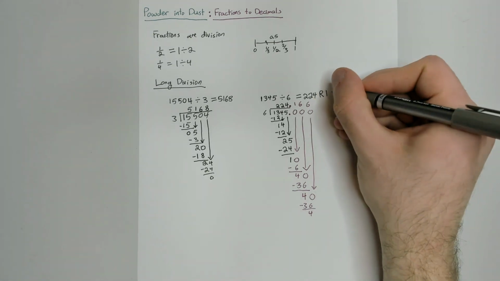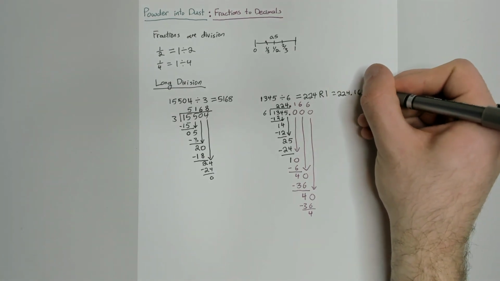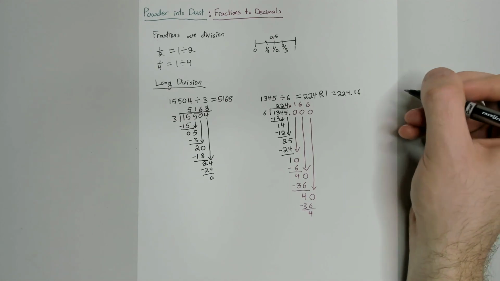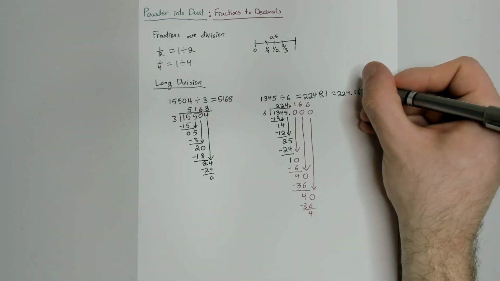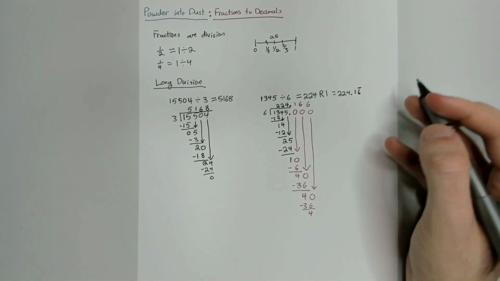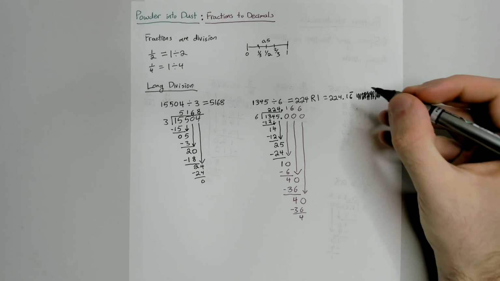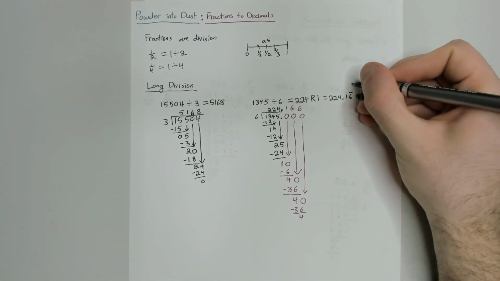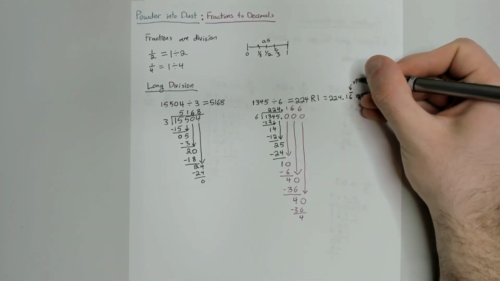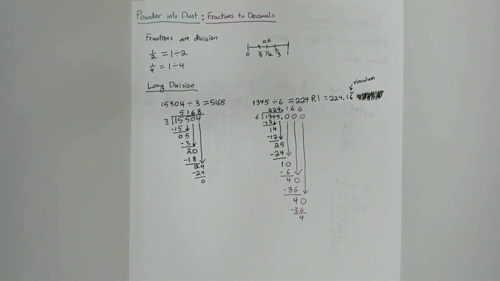We can write 224.16, and then the 6 goes on forever, right? This isn't going to stop. So to indicate the 6 goes on forever, oftentimes we put a little bar on top. So we'd say this is 224.16 repeating. And this little bar has a name. It's called a vinculum. But I'll be honest, I've never heard anyone actually call it that. It's just technically what it's called.